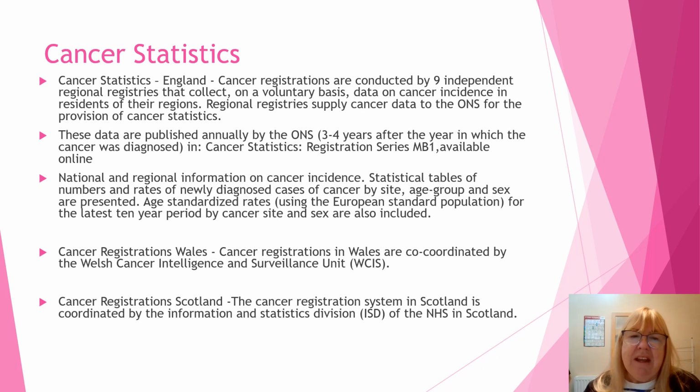And they tend to be published annually, but they're usually published about 3 or 4 years after the year the cancer was diagnosed. So if you have a cancer diagnosis this week, your data won't get reported for about 3 or 4 years because it takes quite a long time for them to gather all the information. So the cancer stats are always a bit 3 years behind, so just bear that in mind. There's national and regional information, and statistical tables are gathered together, and newly diagnosed cases are recorded. So there is an ongoing number, and they do that by age group and sex as well.